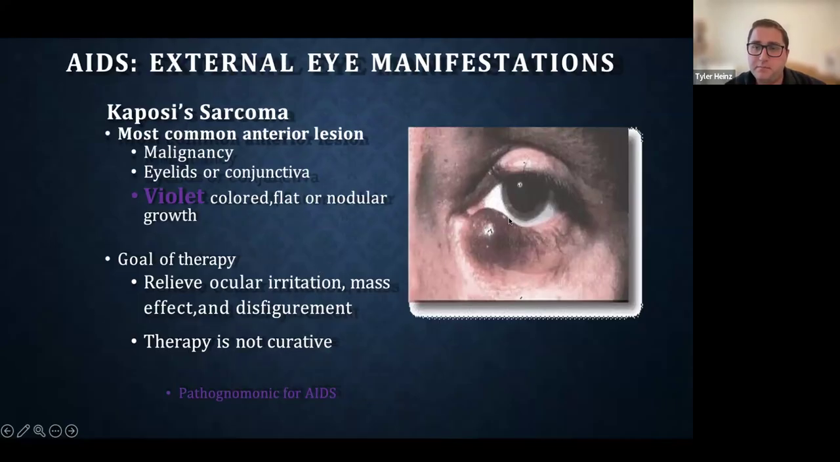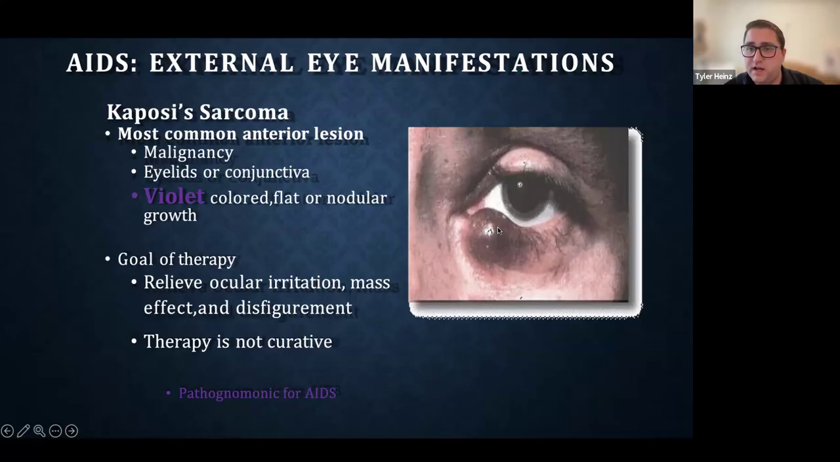You're going to see a big bulky bump like this. Again, violet colored there. So you see that deep purple color. Our goal of the therapy is to relieve our ocular irritation, the mass effect, and disfigurement. So, of course, remember, mass effect can happen with any type of lesion on the body. If it has mass to it, if it has size, it's going to start pressing on different things in the body. This one specifically here, this is going to have a mass effect for both the eyeball and the eyelid.